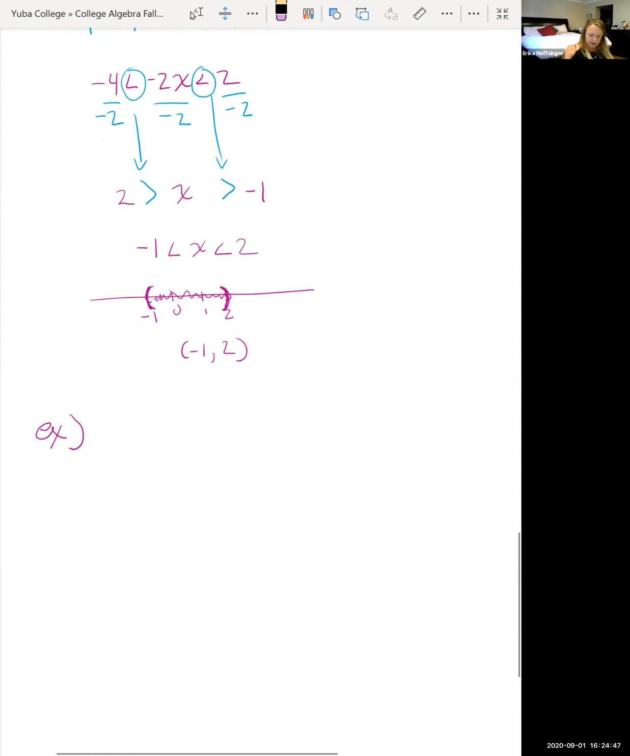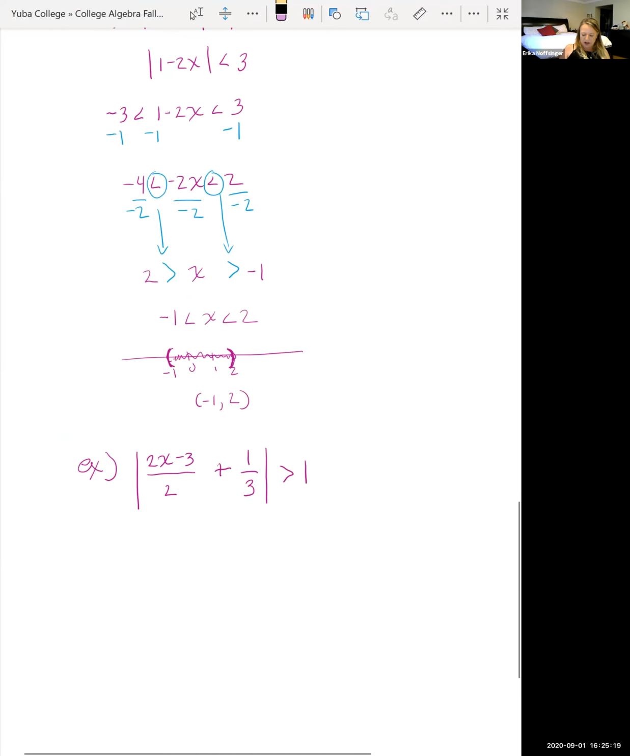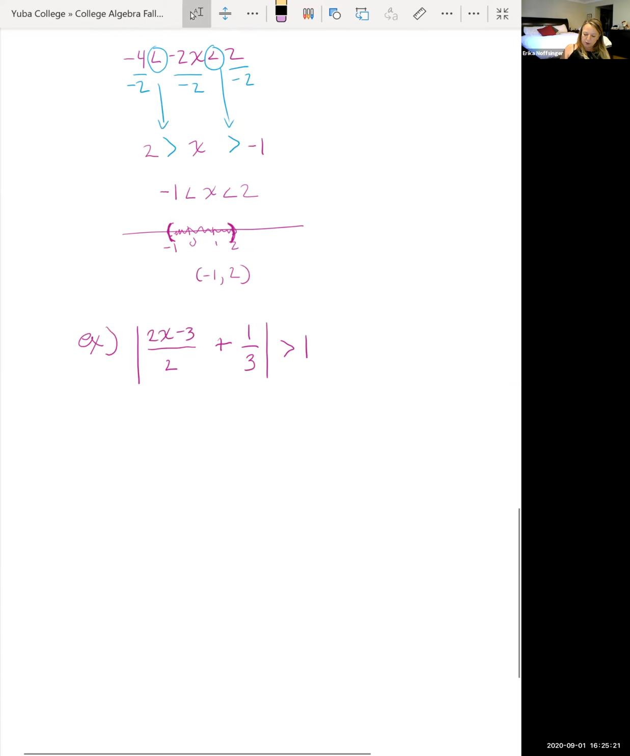So what about the absolute value? We have 2x minus 3 in the numerator, all over 2. We're still inside the absolute value, but not that fraction anymore. So plus, and then new fraction, 1/3. In the absolute value, this is greater than 1. So greater than, you're going to rewrite it as two separate ones.